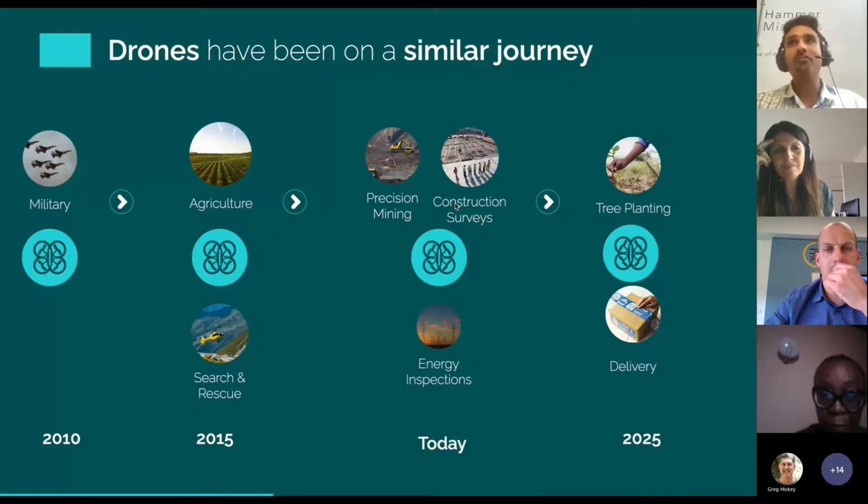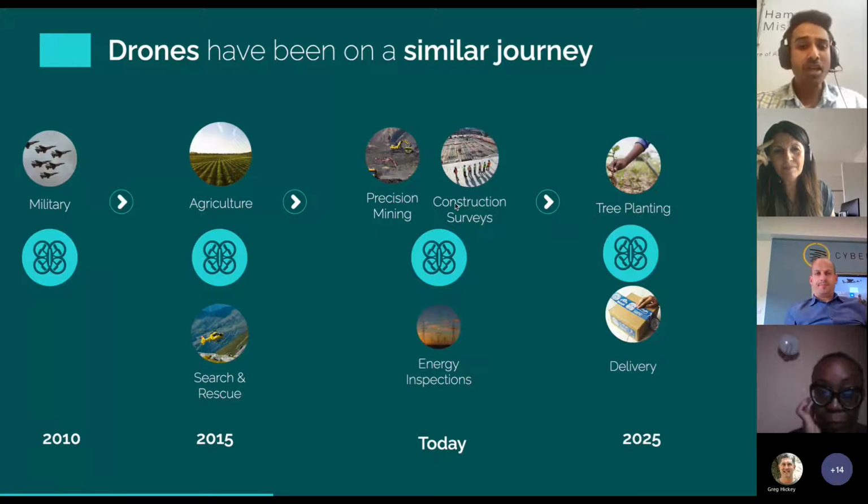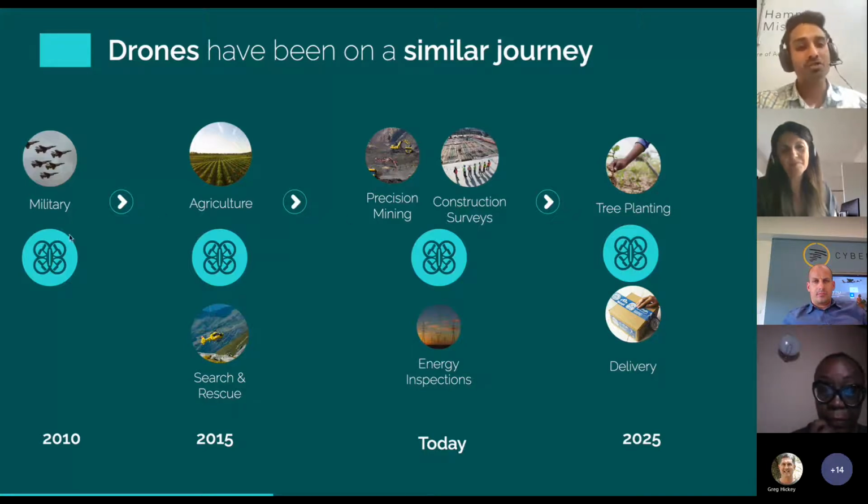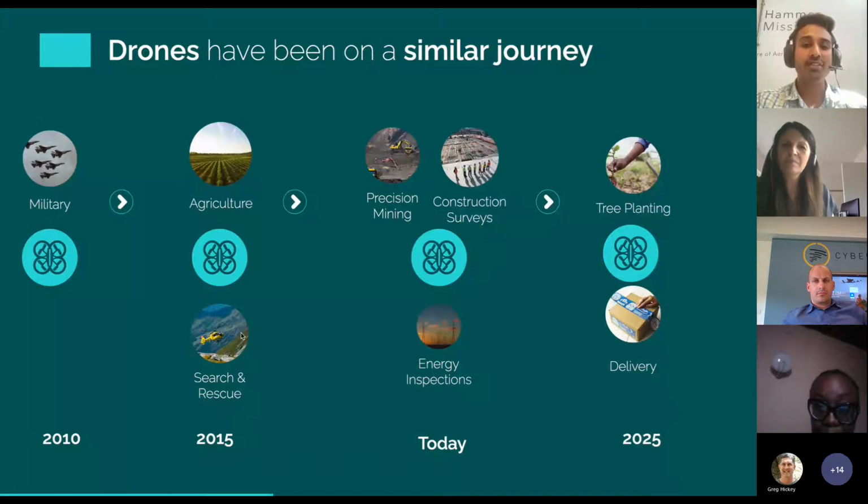The drone industry, unmanned robotics, are very much on a similar journey. If you go back to pre-2010, the only real applications you would have for drones would be around the military side of things, where you would use them for reconnaissance. Those applications haven't gone away, but since 2015 onwards, we've seen a massive rise in applications for drones. First and foremost, there's a lot of productivity in agriculture, followed by search and rescue. And moving on to today, we're seeing a lot of different applications in precision mining, construction surveys, and obviously energy.